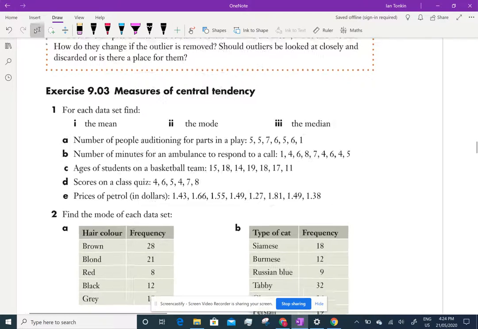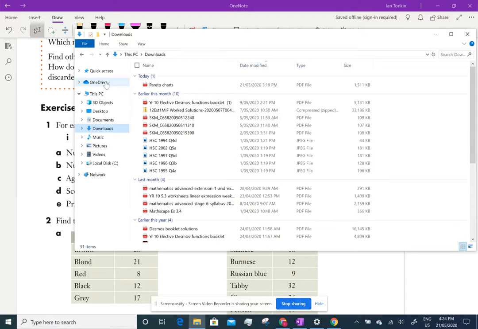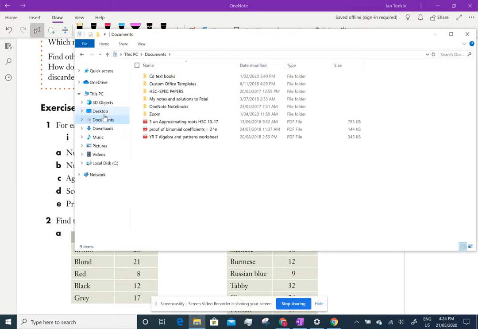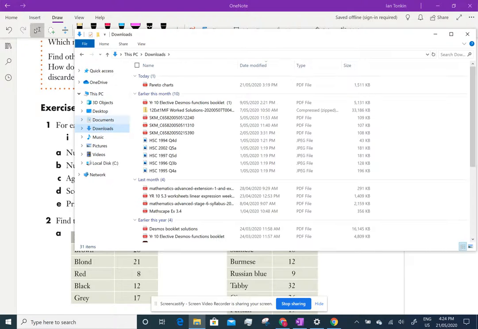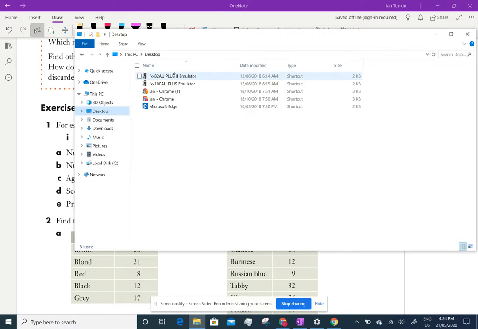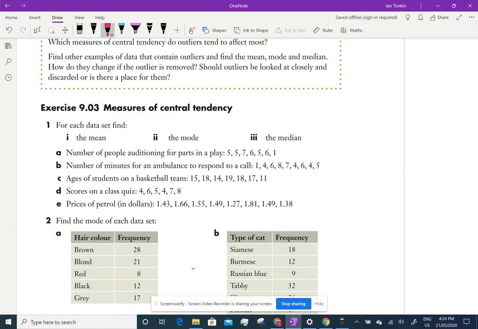Now, what I would do is I'm going to show you how to do these on the calculator as well, which means I better get it up. And is it on documents, my calculator, or is it in downloads? No, it must be on the desktop. Oh, there it is. Okay, so I would use a calculator for nearly all of these questions, but I'm going to show you how to do some of them without a calculator as well.